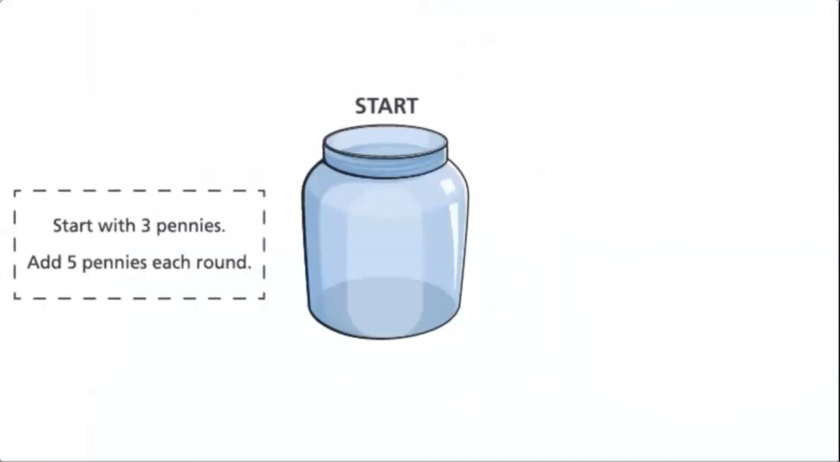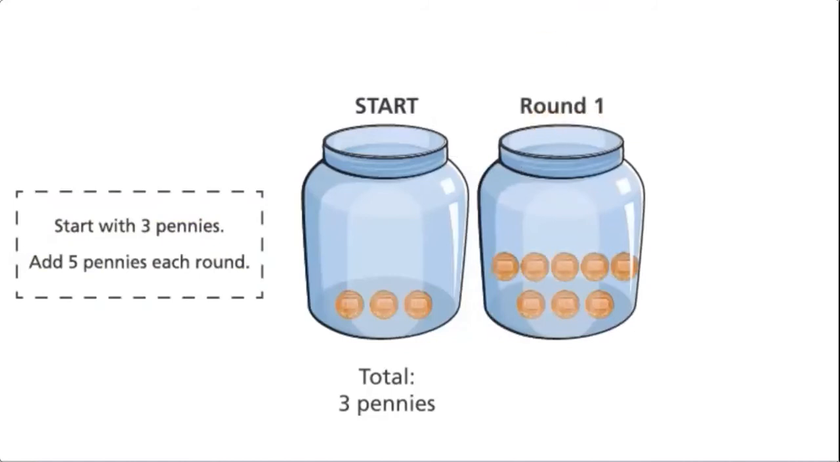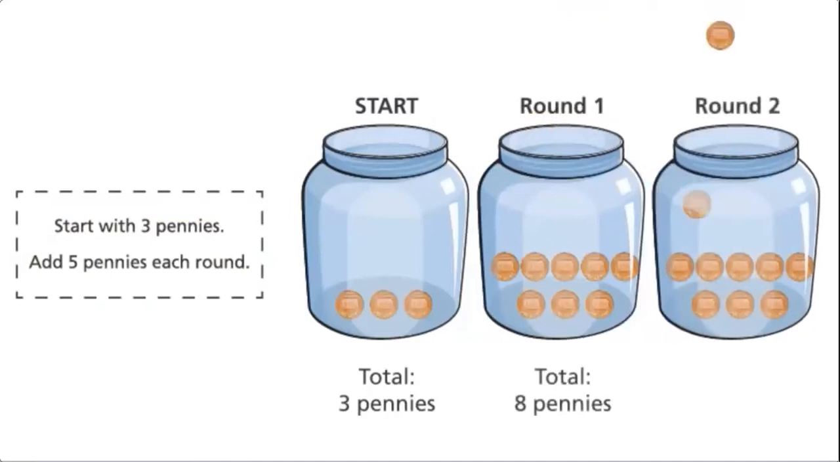The penny jar problems include different penny jar situations. Here is the penny jar situation I am working on. Start with 3 pennies. Add 5 pennies each round. There are already 3 pennies in the jar. In round 1, 5 pennies are added. After round 1, there are 8 pennies in the jar. In round 2, 5 more pennies are added. Now there are 13 pennies in the jar.